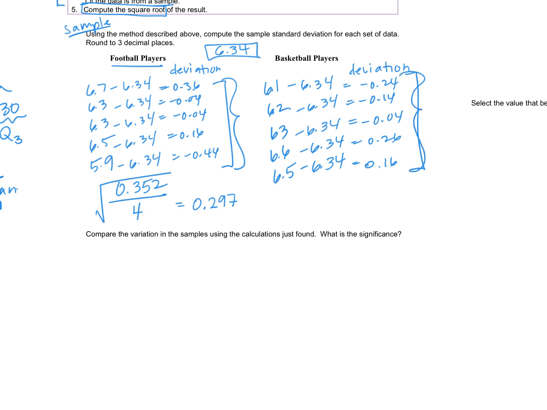Now, similarly, if we look at the basketball players, again, we're going to take these deviations. You're going to square each one and add them together. It ends up that we get 0.172. We'll divide that by 4 and then take a square root, and we end up that that's going to be about 0.207.